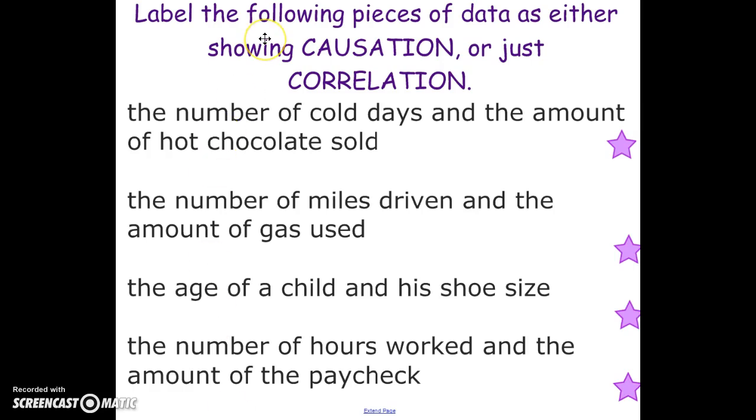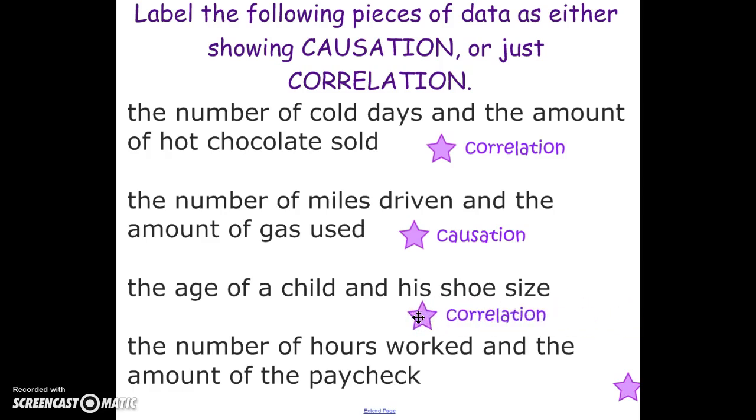So here's a couple more examples, and these examples are on your half sheet. The number of cold days and the amount of hot chocolate sold. This would be an example of correlation. The cold days do not cause the chocolate sales. The number of miles driven and the amount of gas used. This would be causation, because the gas you use is directly related to and caused by how many miles you've driven. The age of a child and his shoe size. Those would just be correlated.